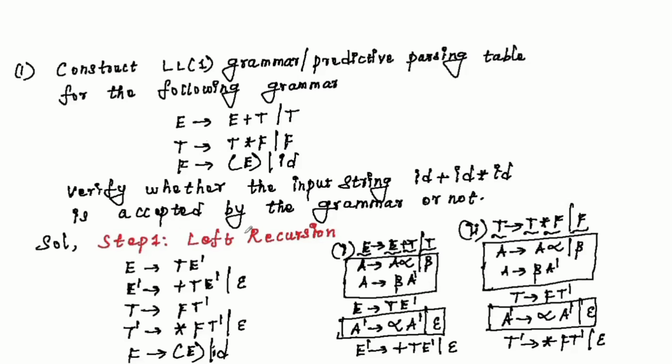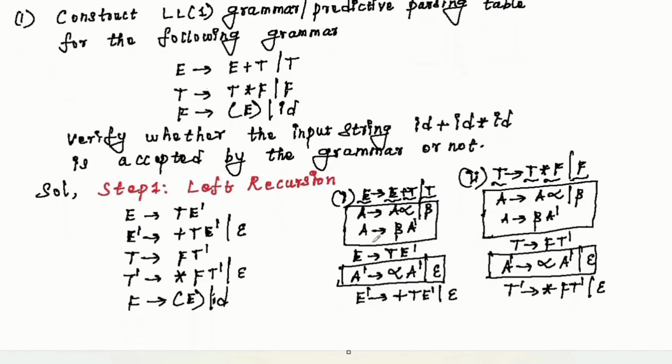In step 1, remove the left recursion. We use the general formula for removing left recursion: if A tends to A alpha or beta, then it becomes A tends to beta A dash, and A dash tends to alpha A dash or epsilon.